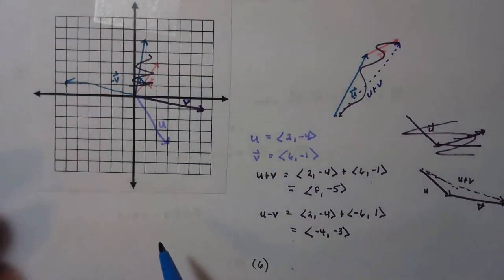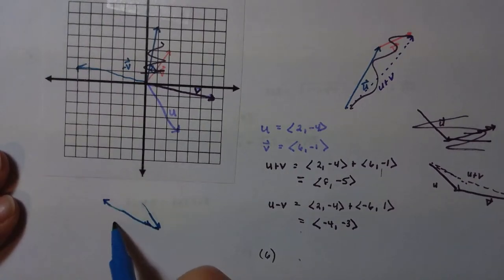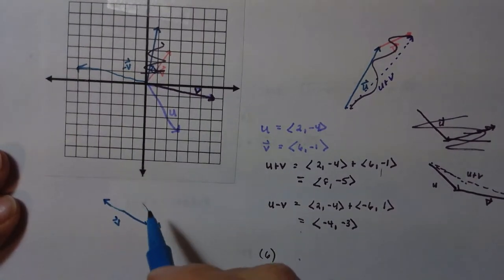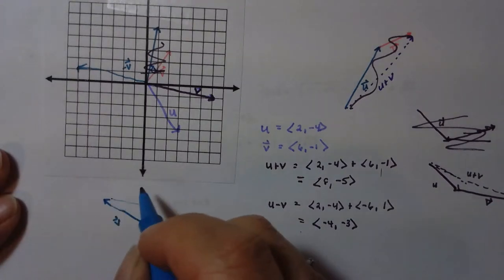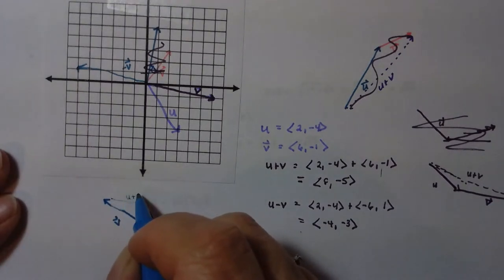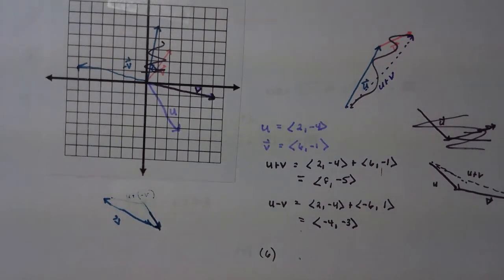And so I would say, here's my u, and here's my v, really close together, right? So head to tail, and then I would connect those over here to get u plus a minus v. So I'm still making the triangle. I'm still doing the same thing.